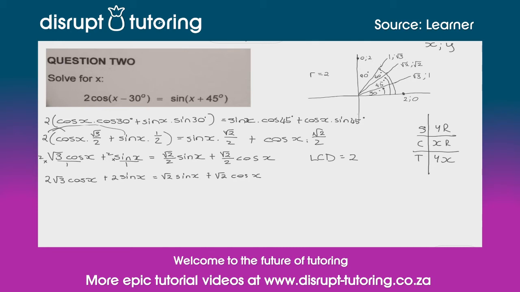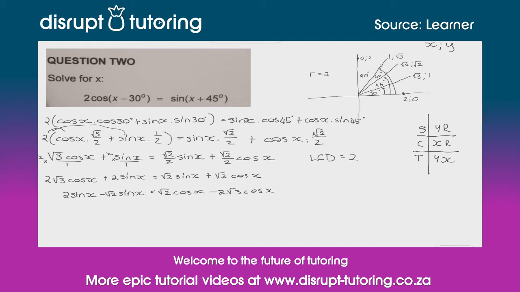Okay, next we need to get the like terms together. So I'm going to put the sines on the one side and the coses on the other side. So that'll leave me with 2 sin x minus root 2 sin x, and that's equal to root 2 cos x minus 2 root 3 cos x.